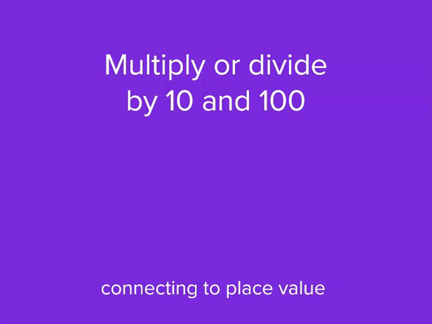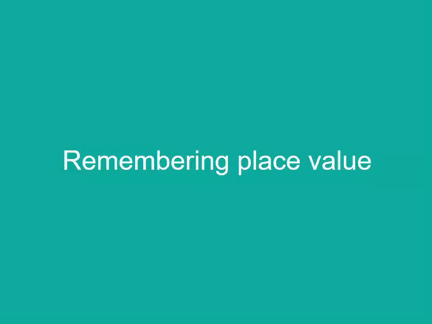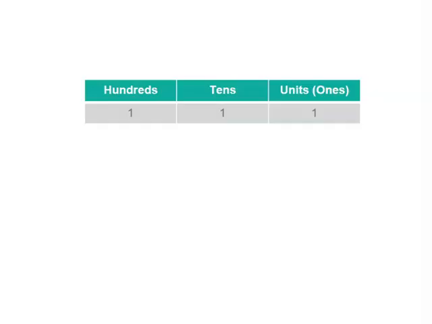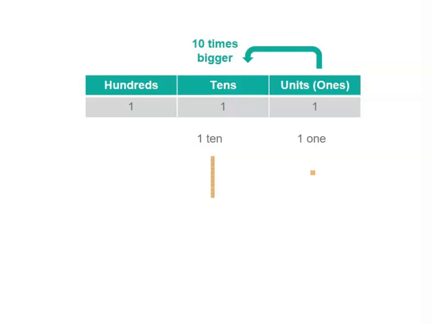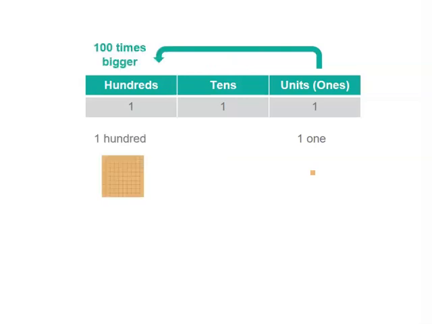When we multiply or divide by 10 and then 100, we can use what we know about place value to help us. Remembering with place value that if we have the same digit in each column, they don't have the same value. There's one of the ones. One of the tens is 10 times bigger, so moving one column to the left results in a number that's 10 times bigger than one of the ones or units.